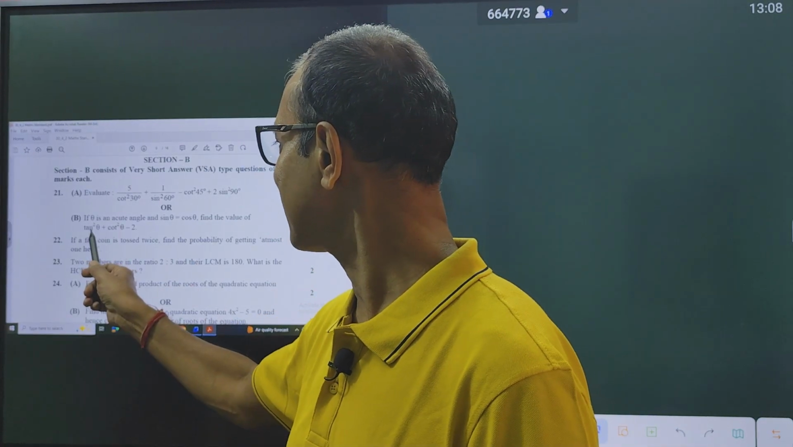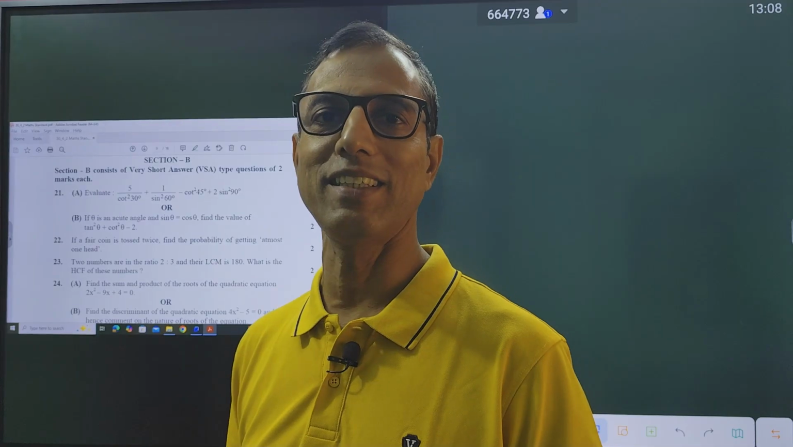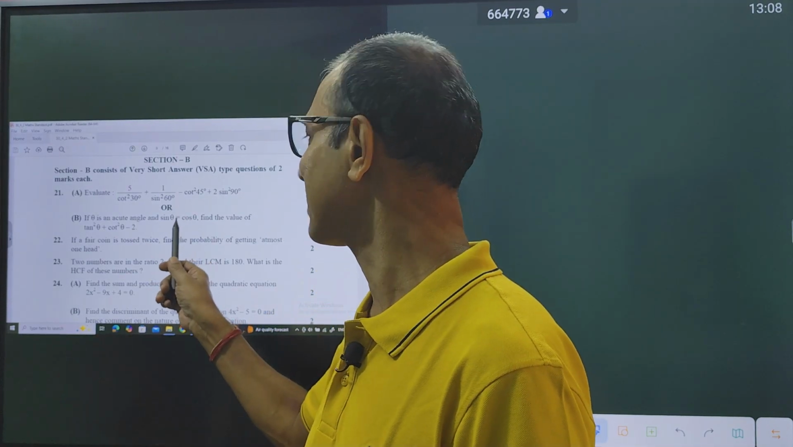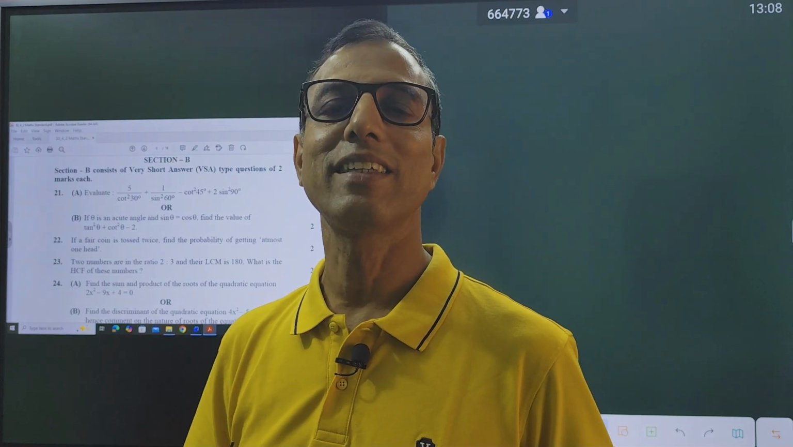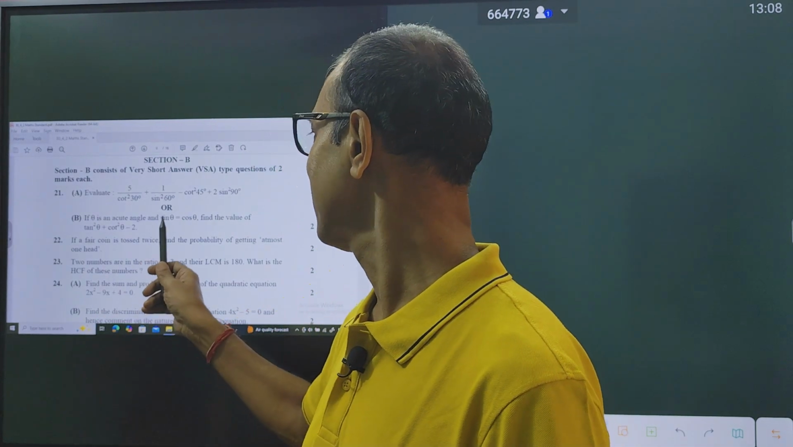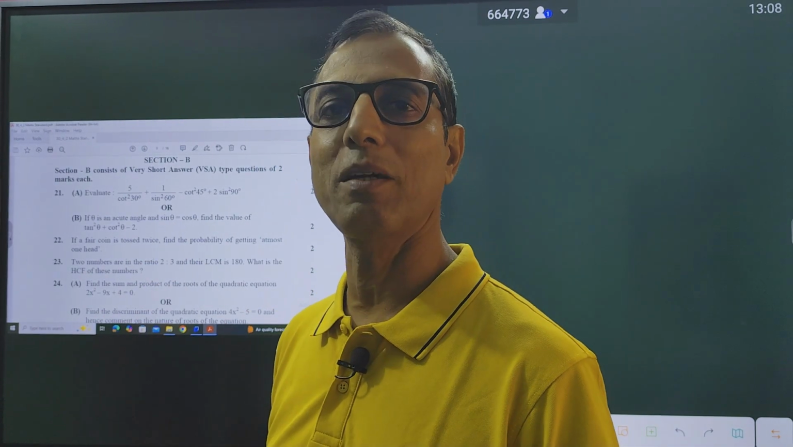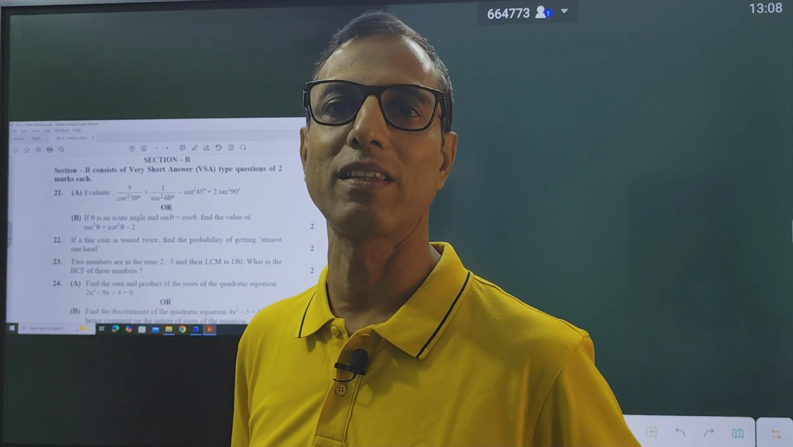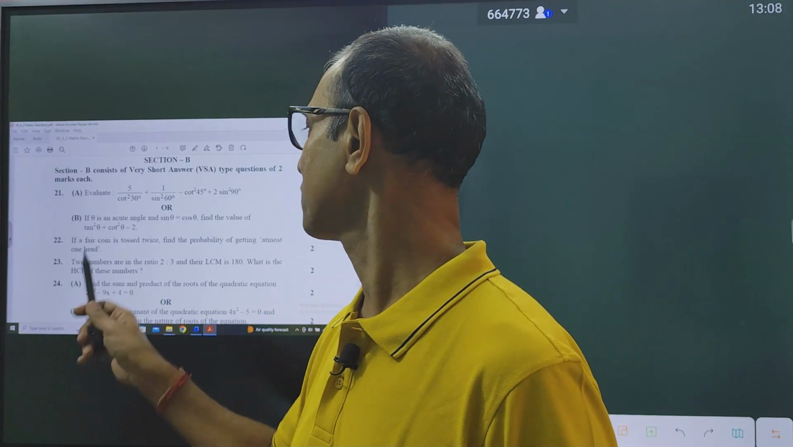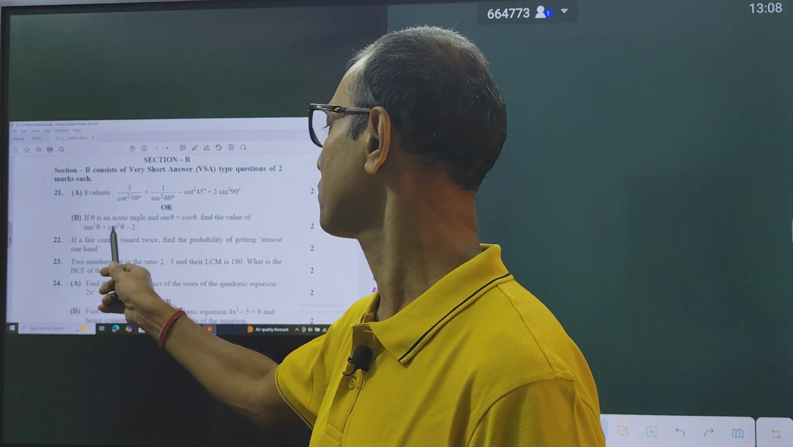Will you convert this tan theta and cot theta into sin theta and cos theta, or will you find the tan theta value directly from here? Better to do it directly. Sin theta equals cos theta means sin theta by cos theta equals 1. That means tan theta equals 1. If tan theta equals 1, cot theta equals 1. So tan square theta plus cot square theta equals 1 plus 1, 2, 2 minus 2, 0.